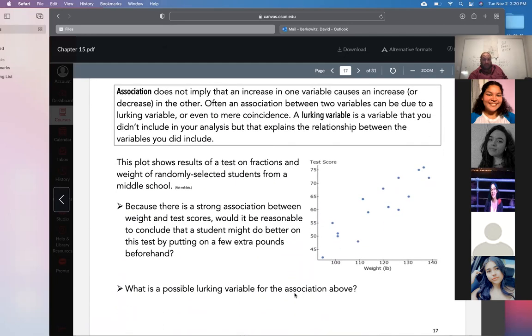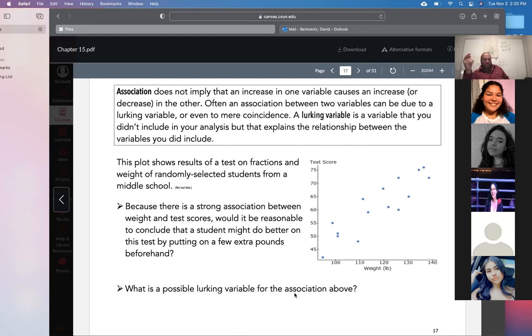It's a big mistake people make, thinking just because there's a correlation that one causes the other. There could be things going on behind the scenes. So association does not imply that an increase in one causes an increase or possibly decrease in the other. Often, an association between two variables can be due to a lurking variable or even to just a coincidence. What is a lurking variable? It's a variable that you do not include in your analysis, but that explains the relationship between the variables that you did include. It's lurking behind the scenes.